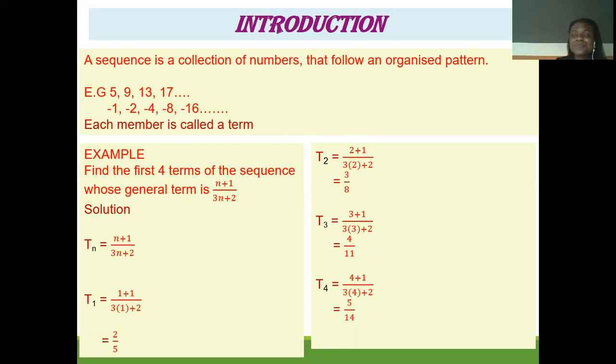Now, you can write it out like this and say the first 4 terms are 2 over 5, 3 over 8, 4 over 11, and 5 over 14. Okay, so that's that. Now, let's go further and talk about the types of sequences.